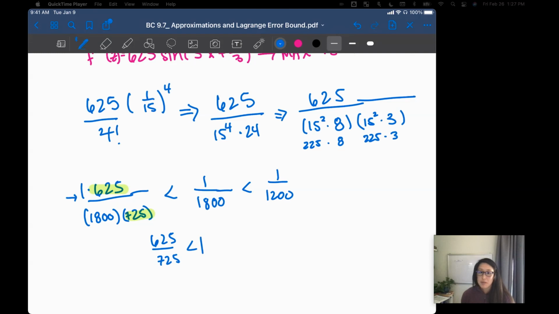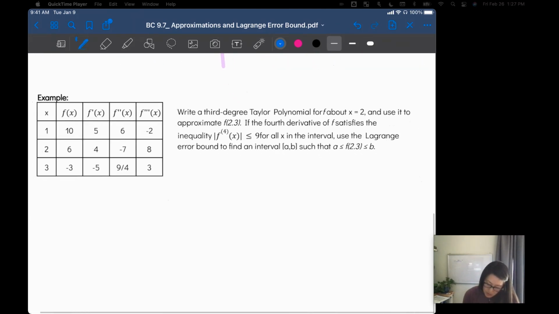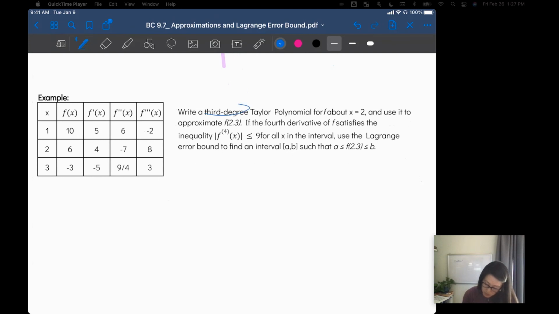So our error is going to be smaller than 1 over 1200. And that's that. Okay, last one. So we're going to write a third degree Taylor polynomial about x equals 2. So that means c is equal to 2. And we're going to use it to approximate f of 2.3.